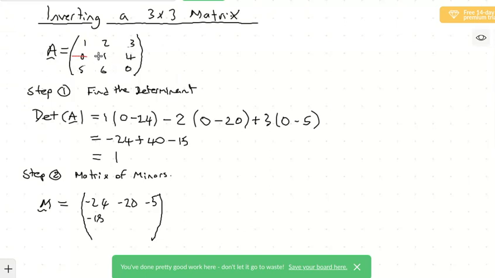We're now looking for the middle one, so cross out the row and the column that the middle one's standing in. And we're going to do the same thing again. That times that minus that times that, we get minus 15. So I'm going to write in minus 15.